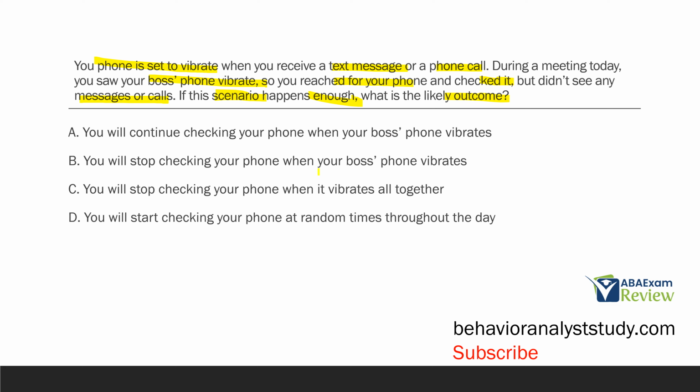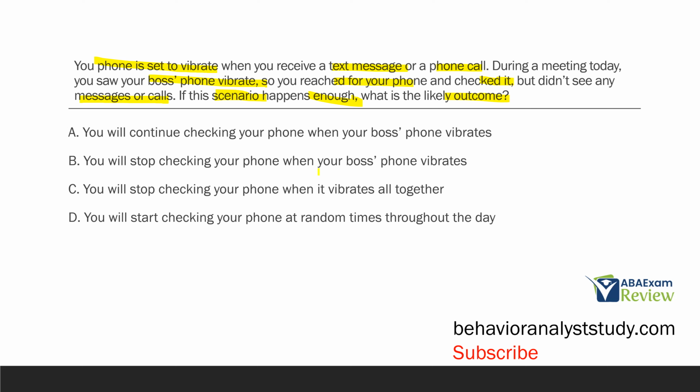Yeah, that's much more likely, right? Because we're talking essentially about stimulus control here. So currently your boss's phone vibrates and it has stimulus control over you checking your phone. But if it occurs enough where you're not getting reinforced for it and you're not getting text messages or phone calls, you're eventually going to stop that behavior. It's going to lose stimulus control.